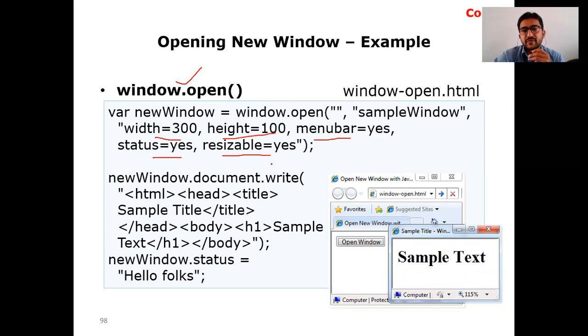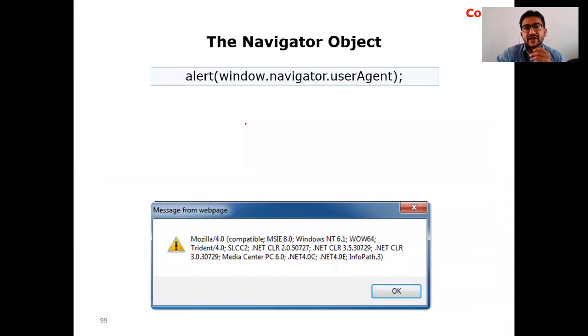So with these different properties, when you require them, you can use these attributes: width attribute, height attribute, menu bar attribute, status attribute, resize attribute. We can use these different ones. So how to open a window? window.open.